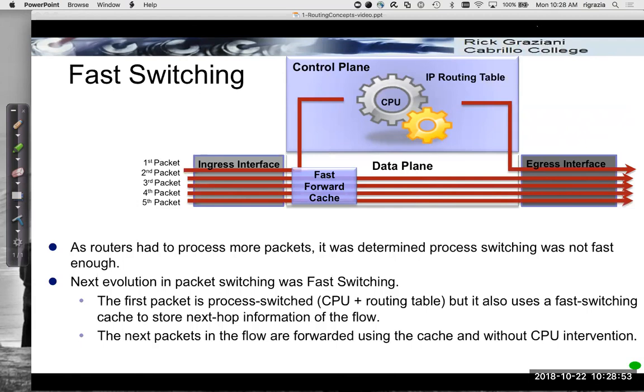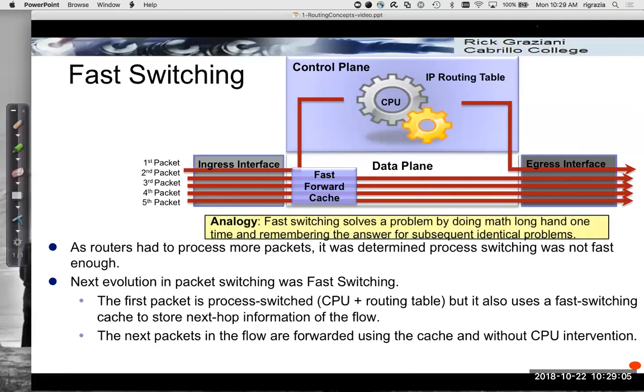Now, by the way, the control plane is handled by software. The data plane is handled by hardware. So the data plane is going to process things much faster than the control plane. Okay, so our analogy here would be you solve the problem once, math problem once, longhand, time consuming, all that, but you remember the problem and the answer. So any subsequent identical problems you can just go, oh, I've got the answer, and there you go. You don't have to redo the math problem.